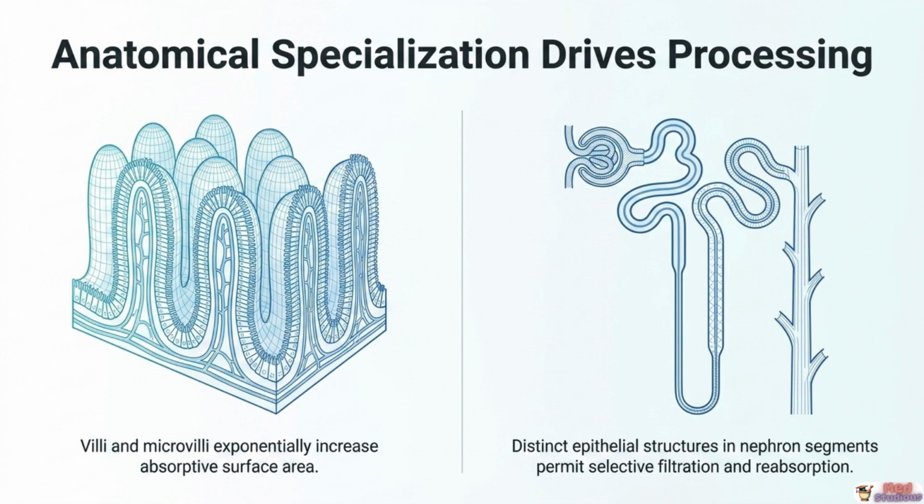In the kidney, the nephron is divided into segments with different epithelial features, transport proteins, and permeability. Filtration occurs at the renal corpuscle. Bulk reabsorption occurs in the proximal tubule. The loop of Henle helps create an osmotic gradient, and distal segments make regulated adjustments. The order and structure of these segments are essential to renal function.